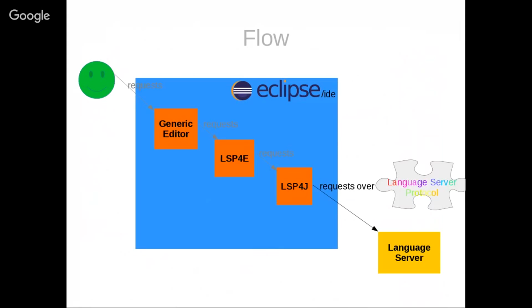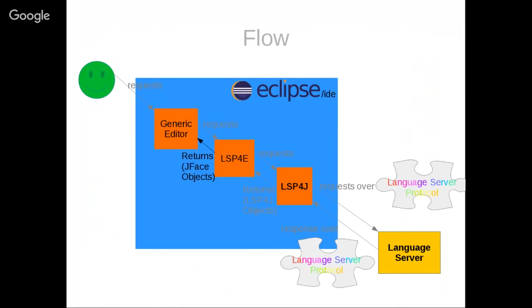The language server processes the request. It's a black box. We don't know how it processes it, but we don't care. And the language server gives the response, still speaking JSON RPC and so on. And LSP4J will turn it into nice Java objects, which are easy to use. LSP4E will turn those nice Java objects into nice JFace objects, which are expected by the generic editor. And the generic editor renders, in that case, the completion list to the user, who is very happy.